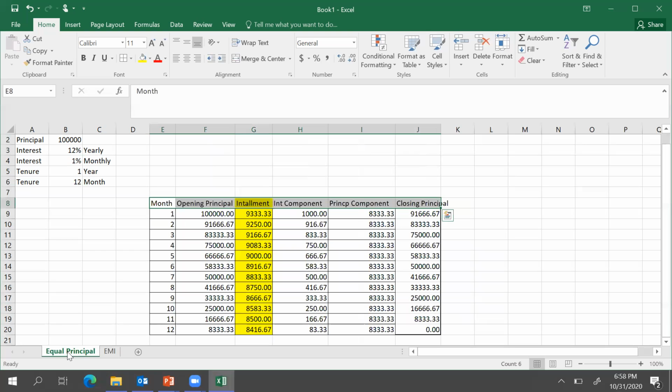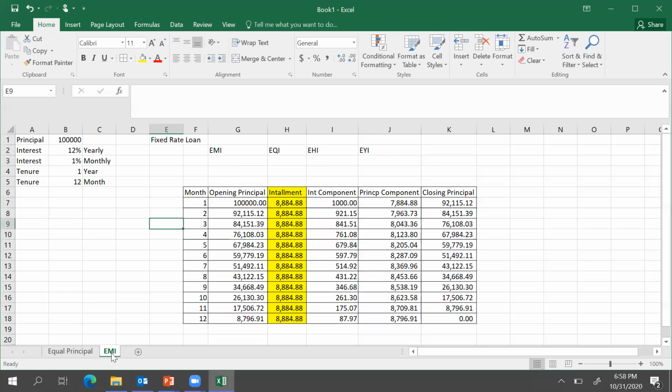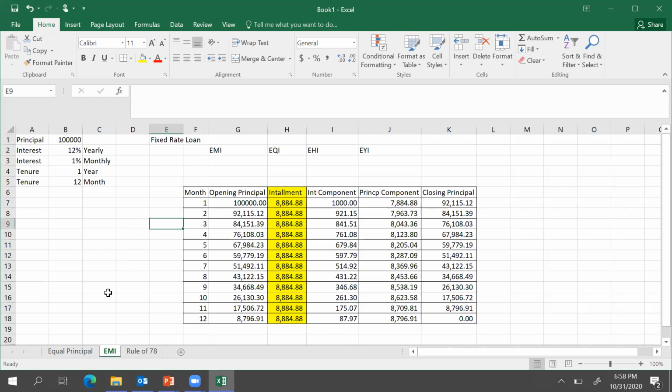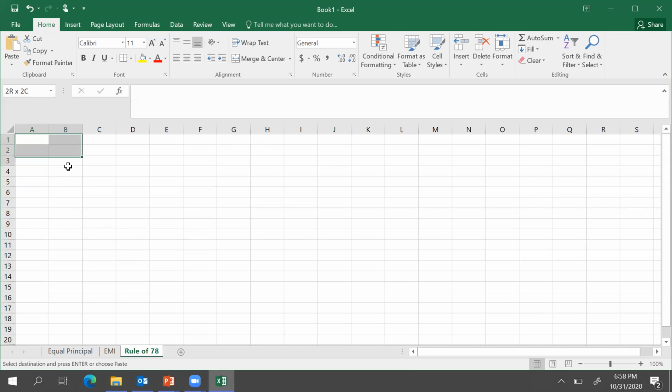We have talked about the equal principal, we have talked about the equal monthly installment. Now we are going to talk about a very interesting kind of loan repayment method known as the rule of 78. Again, we will take the same components, the same parameters.